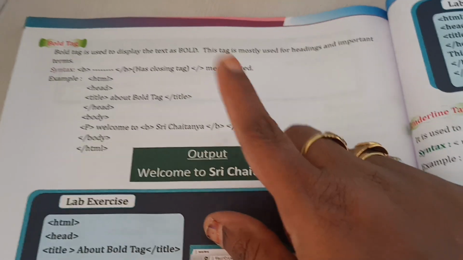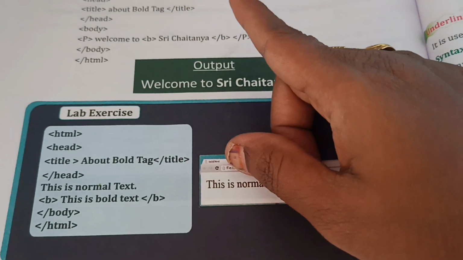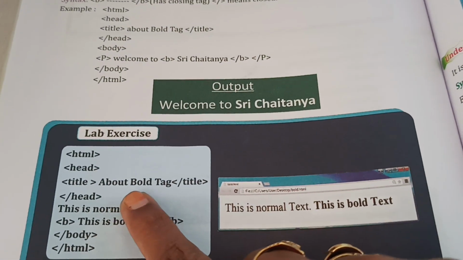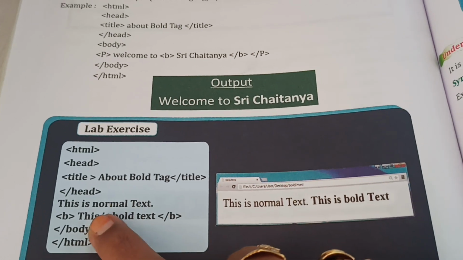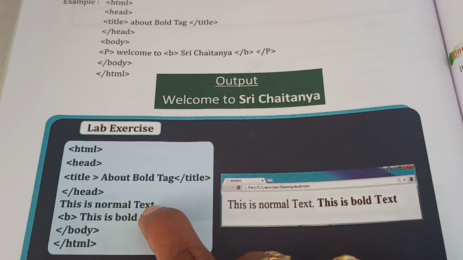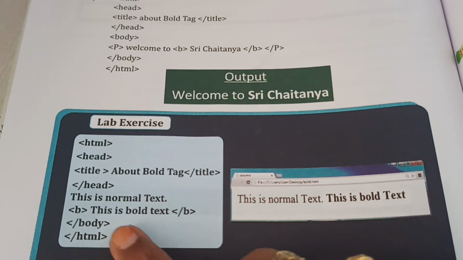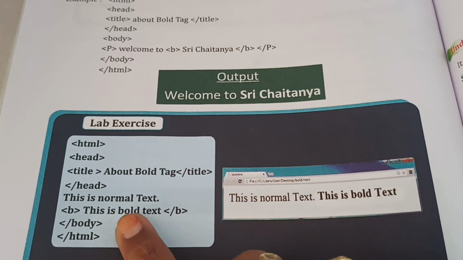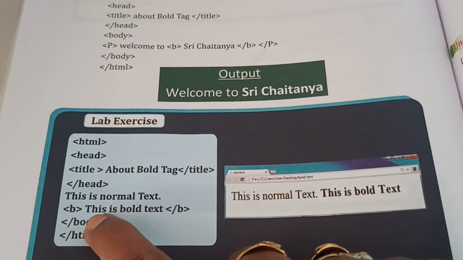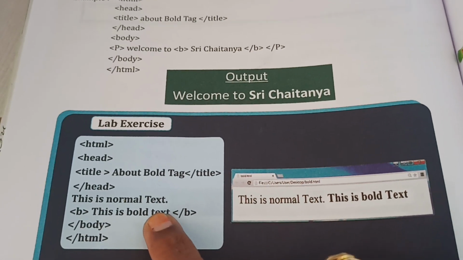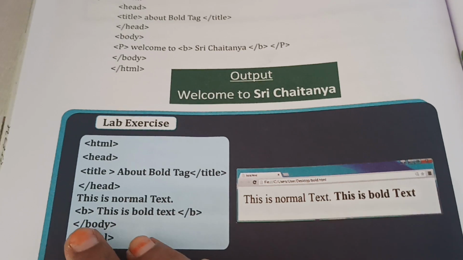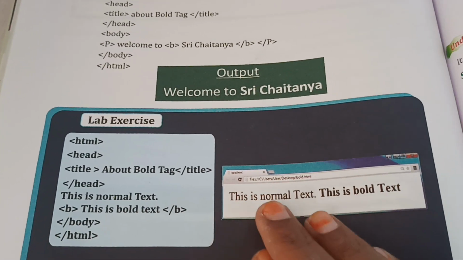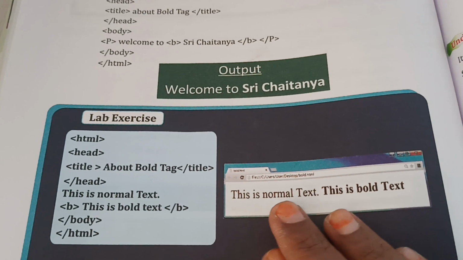I am explaining each topic in two programs. In this second program you observe the bold tag. Here this is normal text. This is the bold text. Where you have started the bold tag, this is the bold text. That sentence before, I am using the bold tag. So observe the output. This is normal text.